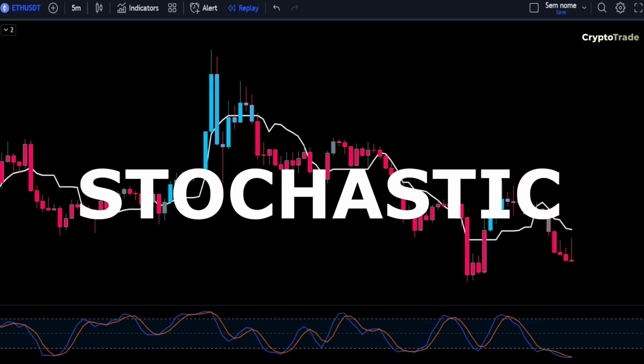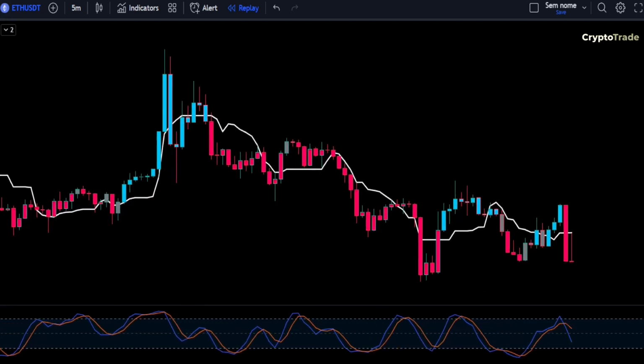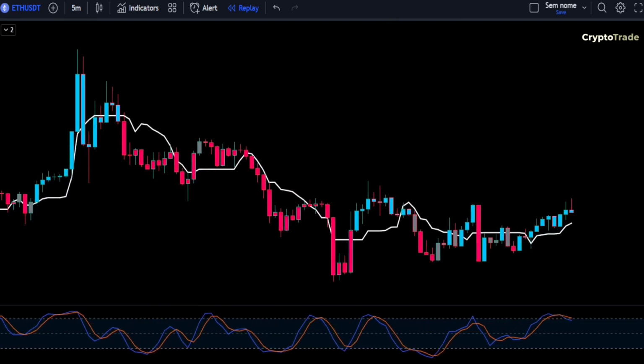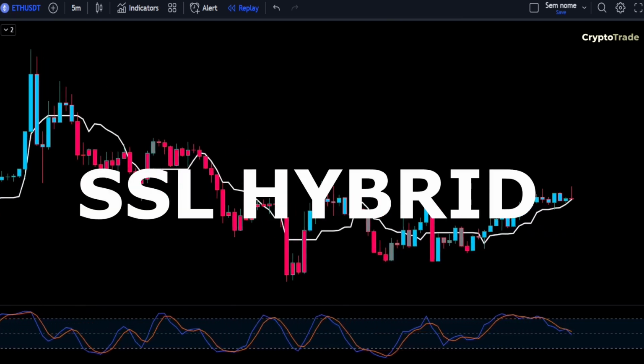I will use the stochastic indicator to provide a market reversal signal. I will use the Ichimoku CLOUD indicator to confirm if the market is bullish or bearish. I will use SSL HYBRID to show the entry point of the operation.